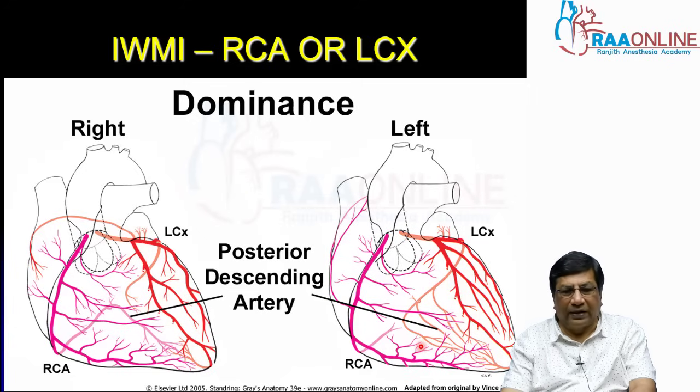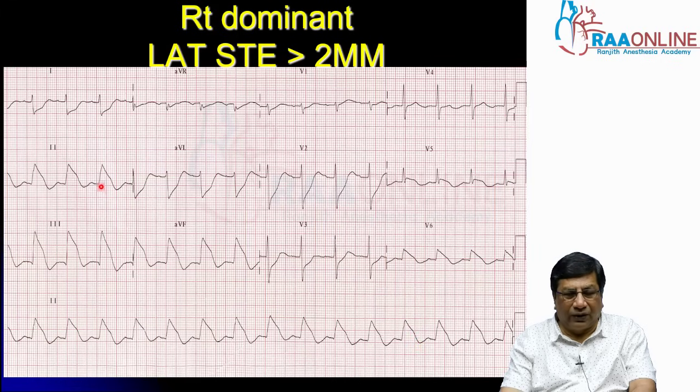So how to decide that? Whenever you have, for example, ST elevation more in L3 than in L2, immediately you diagnose it is a right coronary lesion. In addition to this, you must look at the lateral leads.